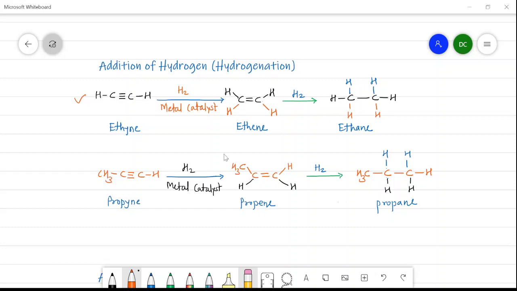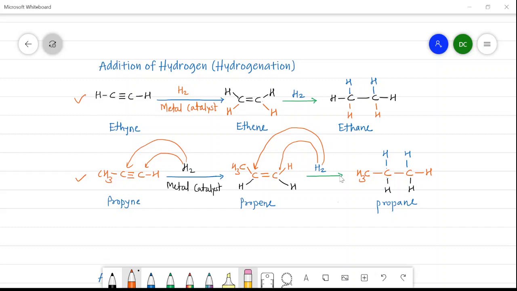Then in case of propyne, a similar reaction is there. In presence of metal catalyst, this hydrogen will attach to these carbons so that we get here a propene, and then propene is converted into propane. So I will write here one hydrogen, it will attach here, another hydrogen, it will attach to this carbon, we get a propene. In the next step, the hydrogen will attach to this carbon, second hydrogen will attach to this carbon, so that we get here a propane. In this way, addition of hydrogen or hydrogenation reaction takes place.